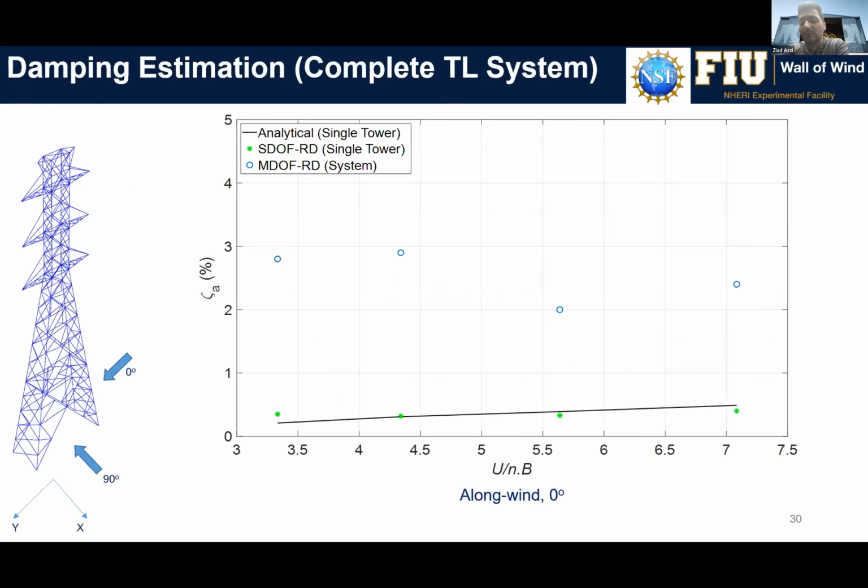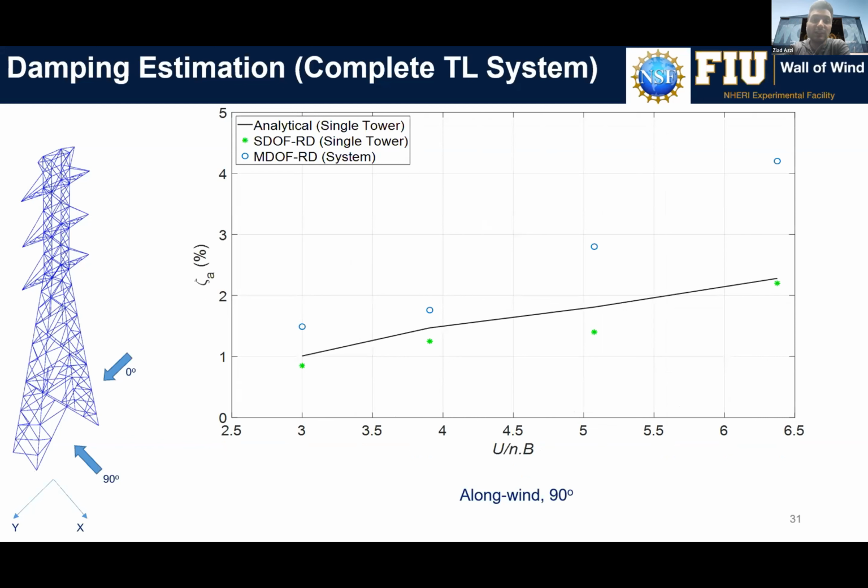So we've repeated the same damping estimation, but now for the entire system. As you can see, for the analytical and the single tower, the damping is very low. However, when we connect all the system together with the 6 bundles of conductors and the 3 transmission towers, the system along wind aerodynamic damping is almost 6 times what is provided by a single tower, and that's due to the presence of the conductors.